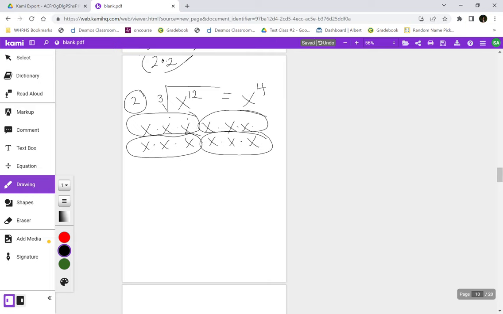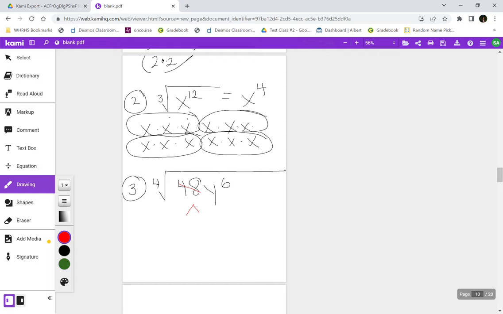All right, let's combine. So now I'm not looking for the cubed root. Now I'm looking for the 4th root of 48y to the 6th. So now I'm looking for groups of 4. So let's break down 48.